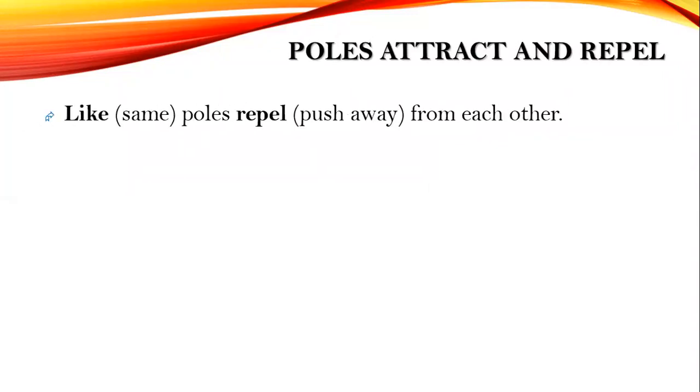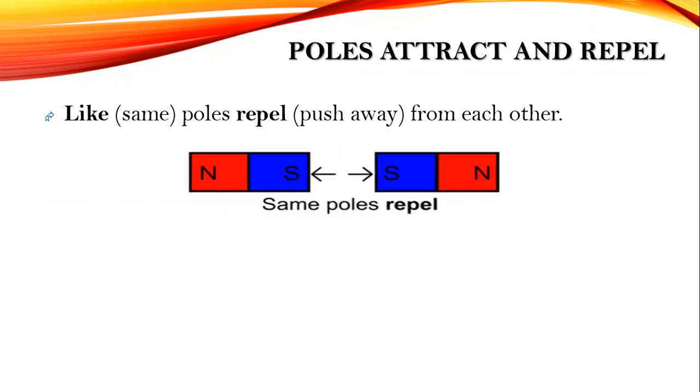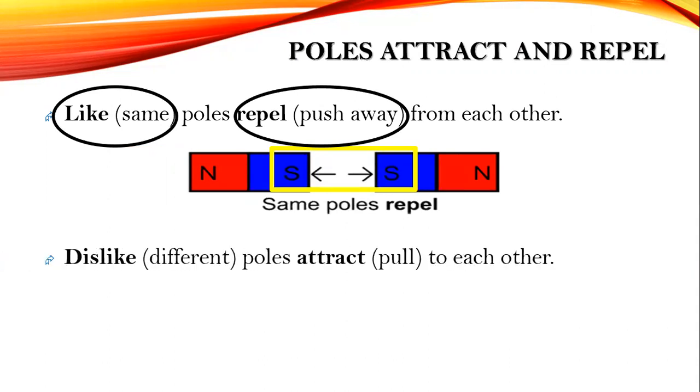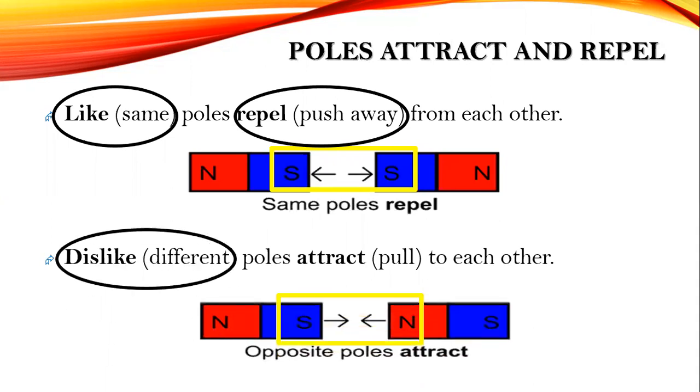Also, we discussed the law of attraction and repelling, and we knew that like poles, or same poles, repel. In other words, push away from each other. While unlike poles, or different poles, attract. In other words, pull to each other. So please remember very well that when you place same poles near to each other, they are going to repel or push away. But if you place two magnets with two different poles, they will attract each other.